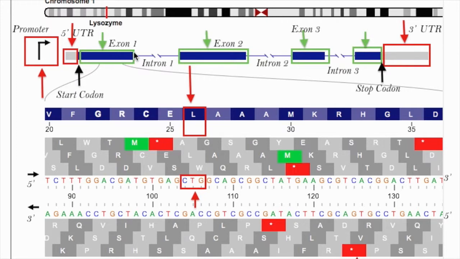Then we have our exon 1. Exon 1 is right there. This whole blue part is exon 1. Then we have intron 1, exon 2, intron 2, exon 3, intron 3, then that should be our exon 4. Then right after exon 4, we have our stop codon right there in between the 3' UTR and exon 4. So right here, this is the 3' untranslated region. The stop codon is right there.